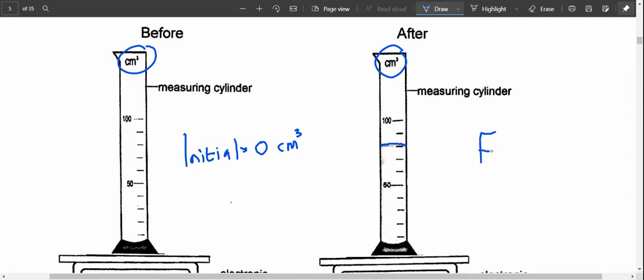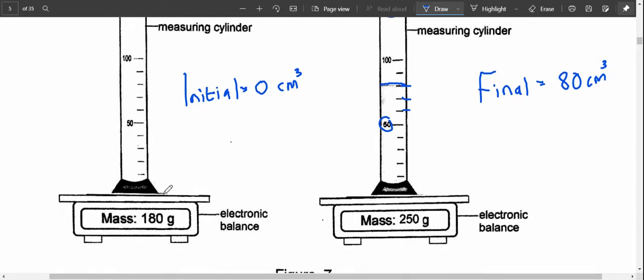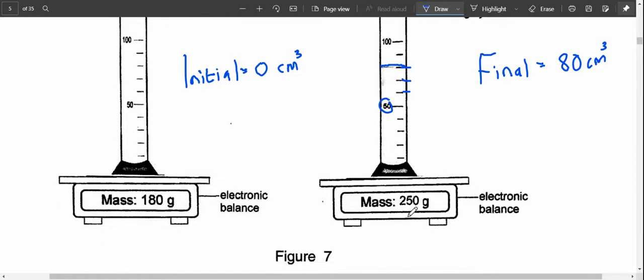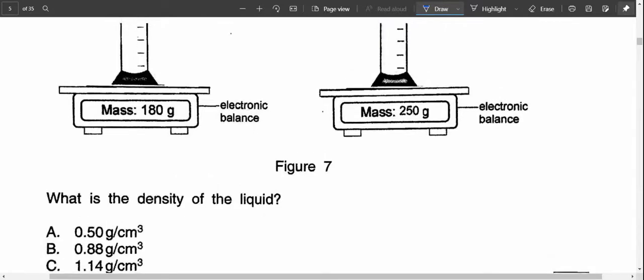And the final one, you just have to measure it. So 50 is here, therefore 60, 70, 80 cubic centimeter. The mass of each beaker is 180 gram and 250 gram. So let's have a look at the question. What is the density of the liquid?